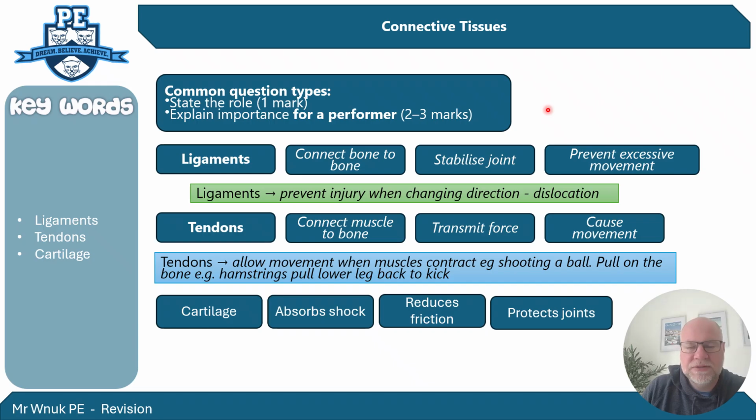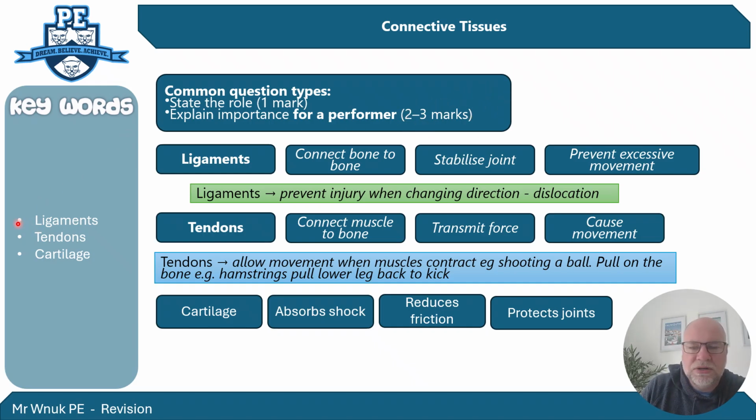So the last area on the specification in the skeletal system is connective tissues. Connective tissues are your ligaments, your tendons, and your cartilage. Now, this is commonly asked, but usually not a huge amount of marks. It could either be stating the role of it, which would be like a multiple choice question or just a one-word answer, or it could be the impact on performance, and this is slightly harder and slightly longer, so 2 to 3 marks on this.